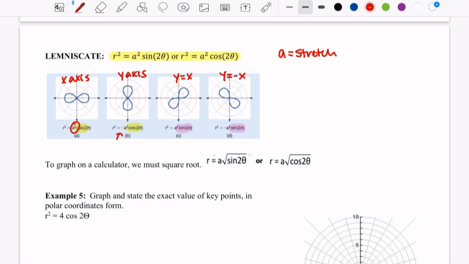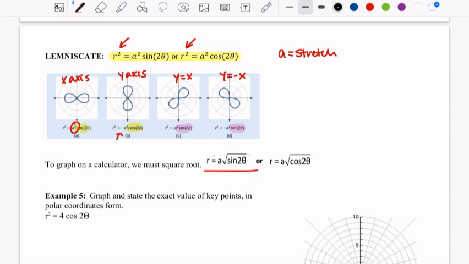Now, when we go to graph this on a graphing calculator, you're going to have a difficult time doing so because of that r squared. So if we're going to graph it, we have to take the square root. We're going to graph either r equals a square root of sine 2 theta or r equals a square root of cosine 2 theta.